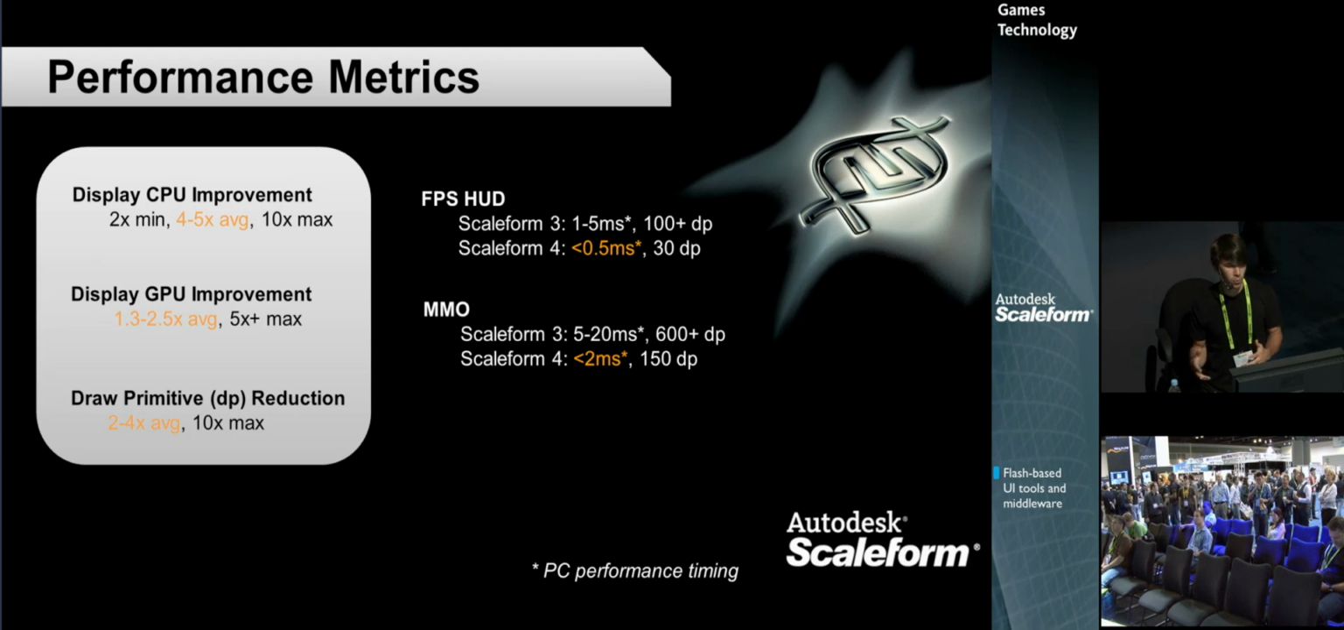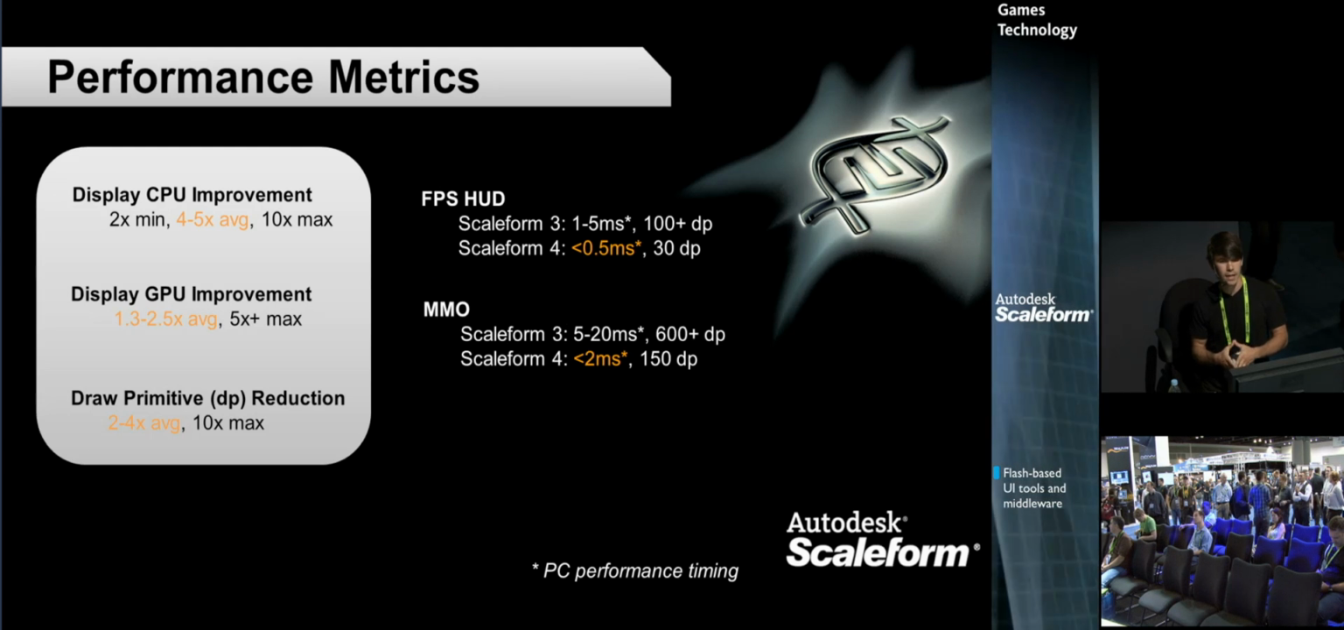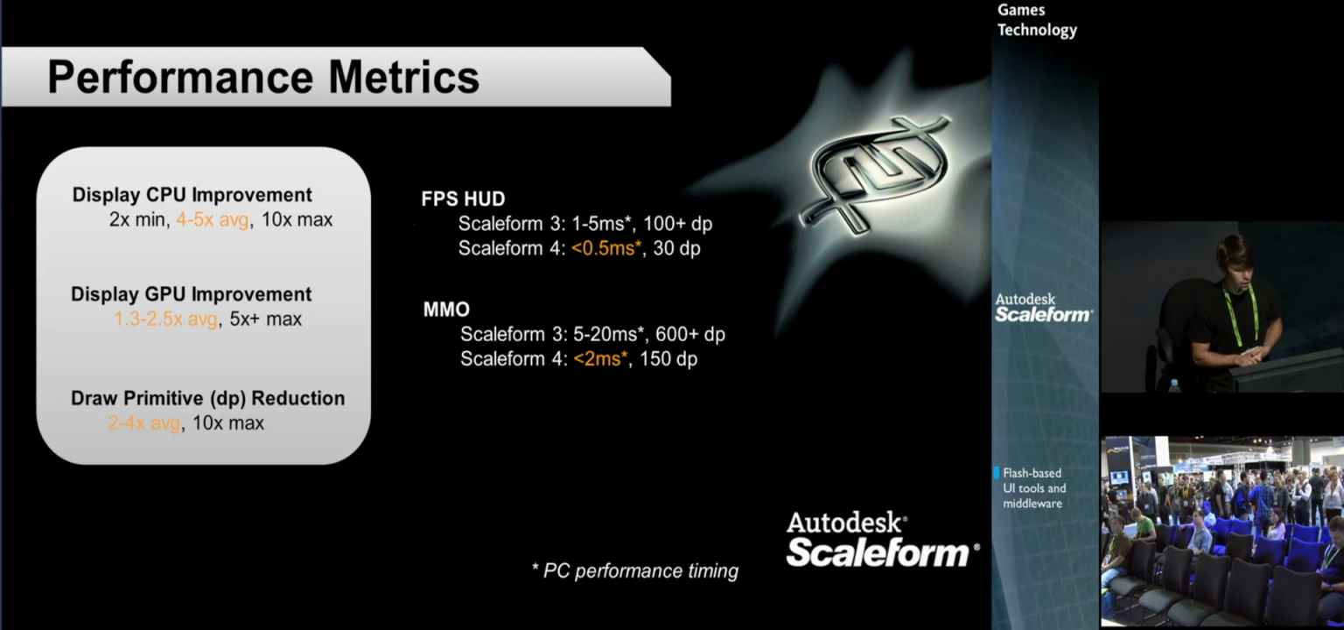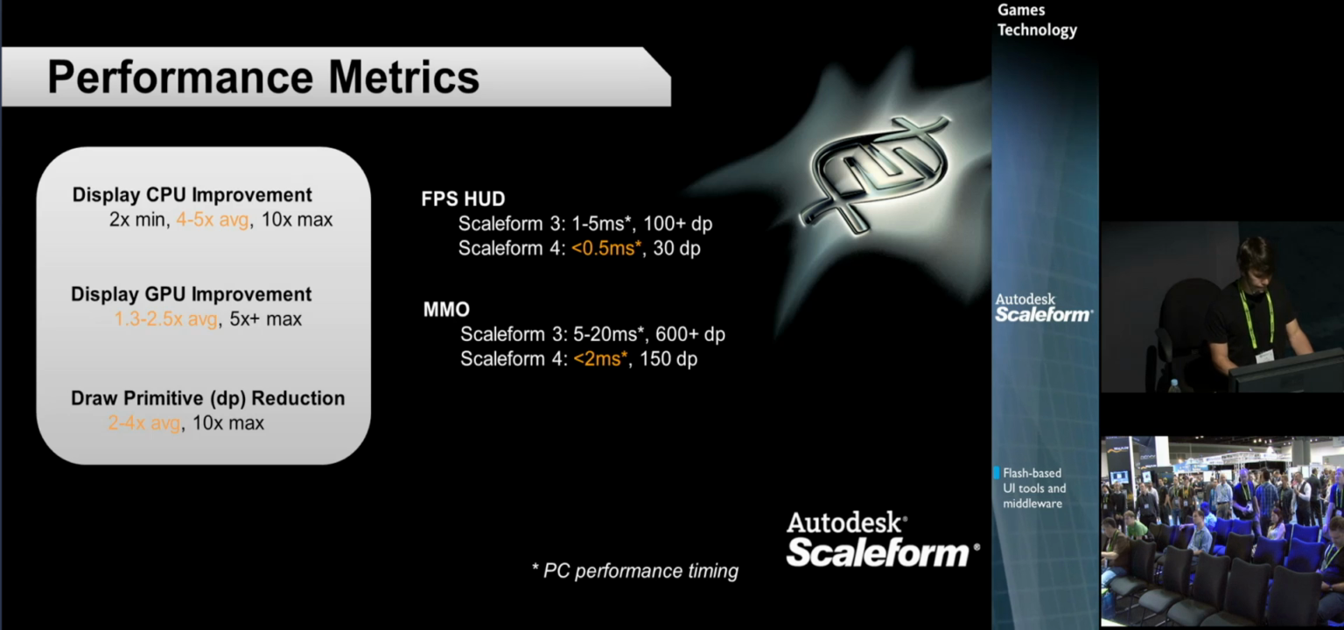Before, in Scaleform 3, we're talking somewhere between 1 and 5 milliseconds to render the UI, and about 100 draw primitives. In Scaleform 4, the same content, completely unchanged, ActionScript 2, just in Scaleform 4.0, runs well under half a millisecond, which is really crucial for HUDs, and about 30 draw primitives. So you can really see, again, the difference.